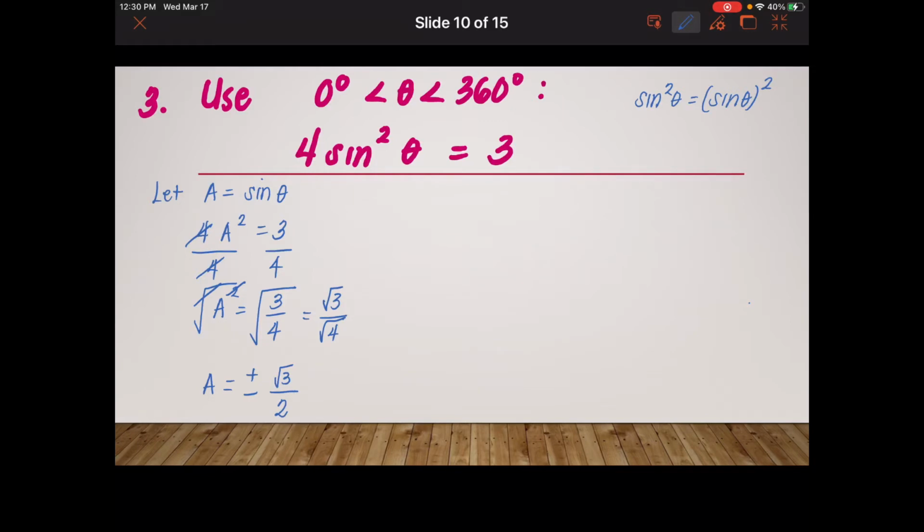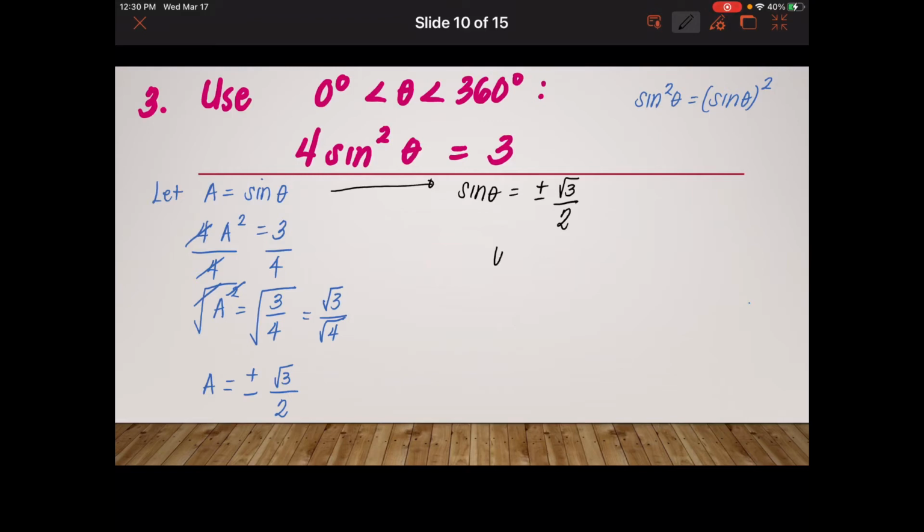Now, after getting a, you have to substitute back sine theta. So I'll have sine theta is equal to positive and negative square root of 3 over 2. Now, you determine in what special angle sine theta is square root of 3 over 2.